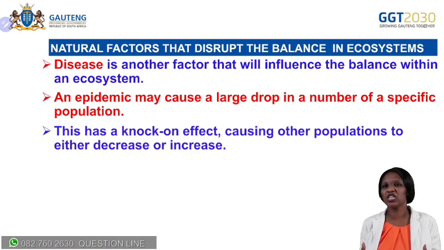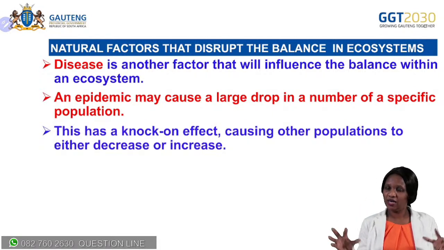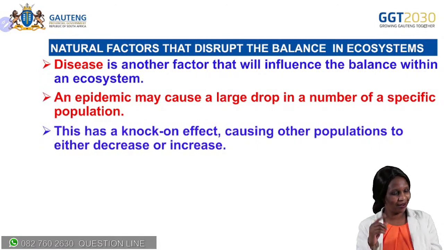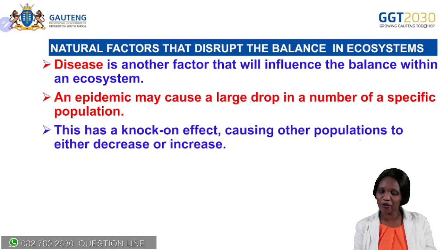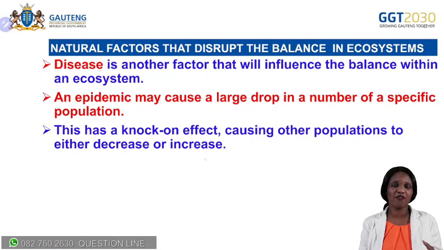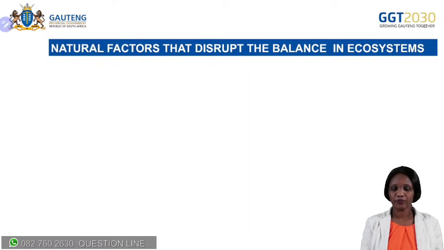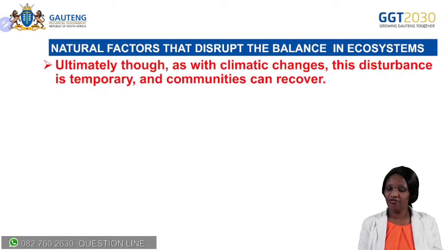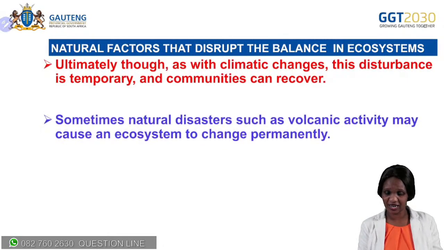When we're talking about a community, these are different populations, or you can say different animals that will live within an environment. This has a knock-on effect causing other populations to either decrease or increase. It is because if there is an epidemic, a large number of animals will die. Right. And then if there is climatic change, this disturbance is temporary and communities can recover.